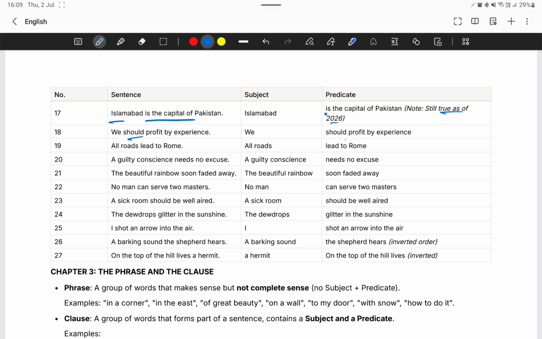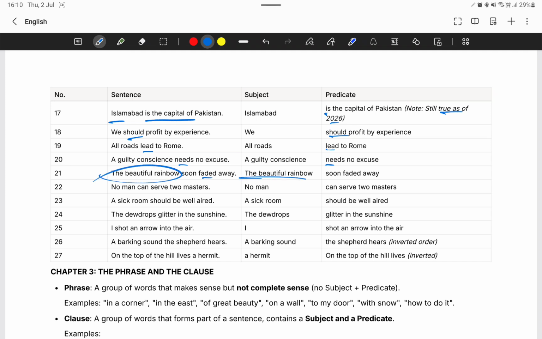Next, we should, is a verb, so start from there. All roads led, is a verb, so start from there. A guilty conscience needs, is a verb, so start from there. The beautiful rainbow soon faded, is a verb. Wait a minute, the beautiful rainbow soon.